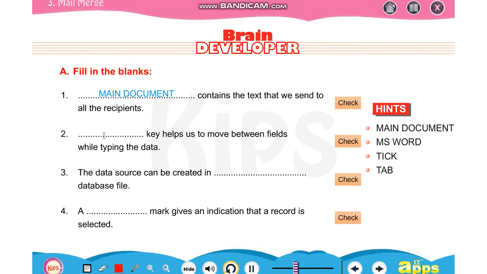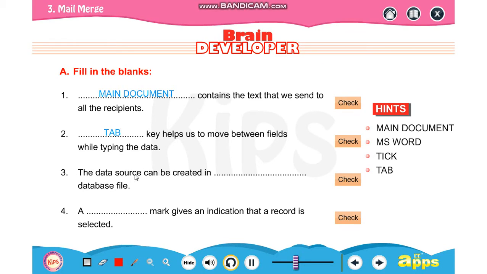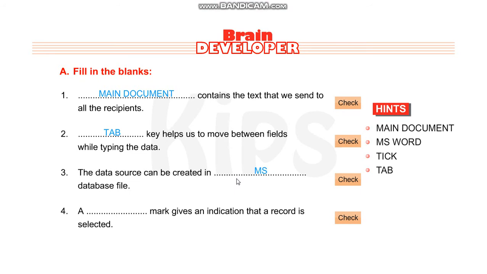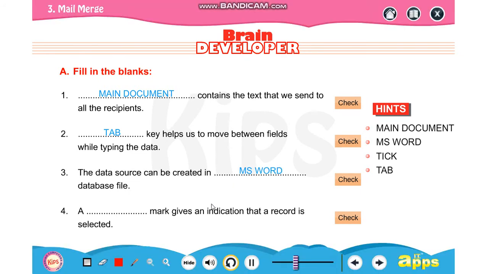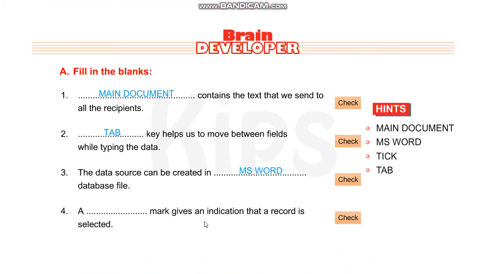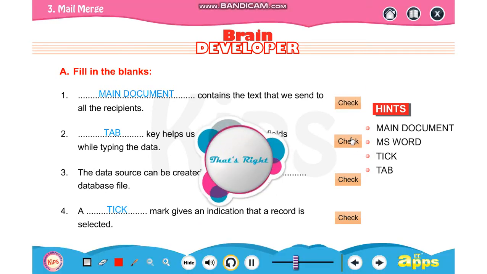Dash key helps us to move between fields while typing the data. So, tab key. The data source can be created in dash database file where we are going to select MS Word database file. Dash mark gives an indication that the record is selected. Tick. Okay, we are going to check it.